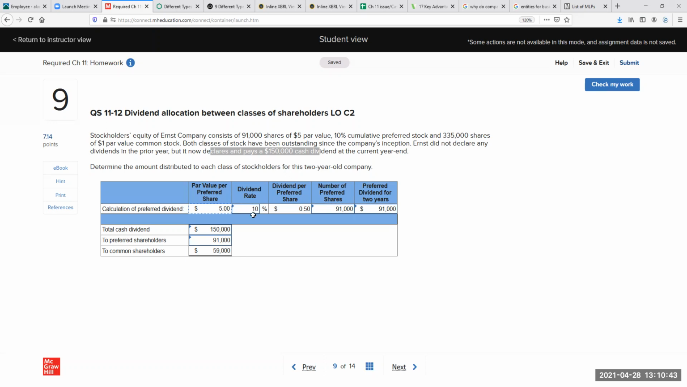So again, what is the value? $5 at 10%. You owe each share 50 cents. How many shares are there? 91,000. So how much do you owe each year? 45,500. For 2 years, you would owe $1, 50 cents and 50 cents, which is 91,000. I make a motion to declare dividends of 150. The preferred get the money first, and what's left over is what the common gets.